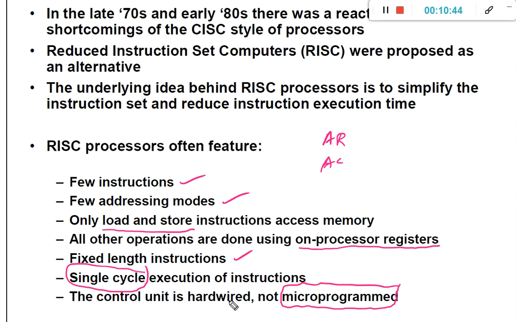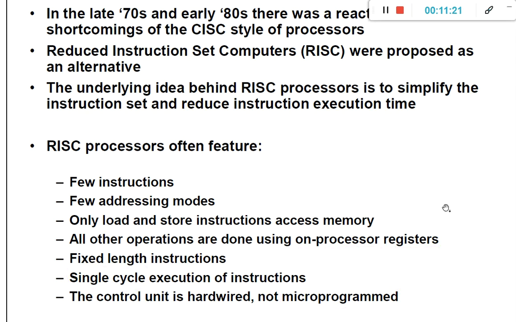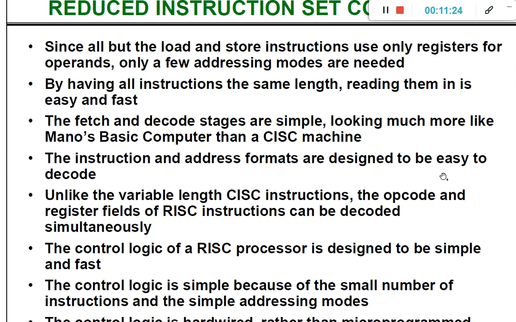In the case of hardwired control, we implement the logic gates in the hardware circuits, whereas in the case of microprogrammed control, we control the operations by writing a simple program in assembly code. How we are going to do that, we will discuss in the next chapter. This microprogrammed control will be used by CISC architecture, complex instruction set computer architecture. So these are the features of the RISC computer. All these features will help in the faster execution of the instructions.